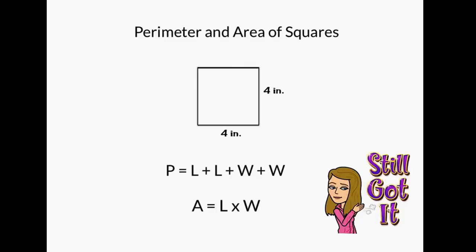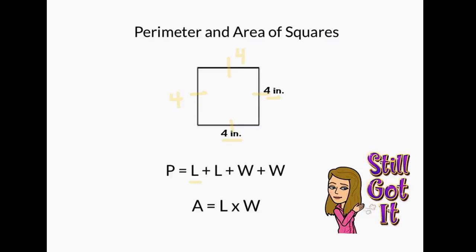One last example for you before I release you to conquer this concept. I'm going to give you another example of a square. This time, this square is 4 inches by 4 inches. Remember, squares have all 4 equal sides, so that means these sides are also 4 inches.